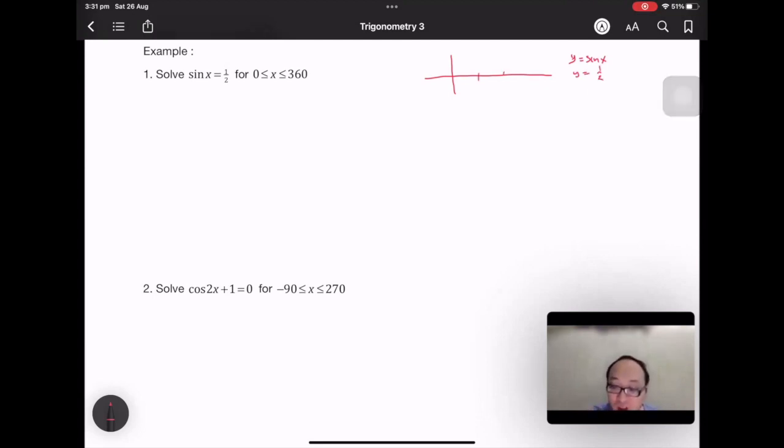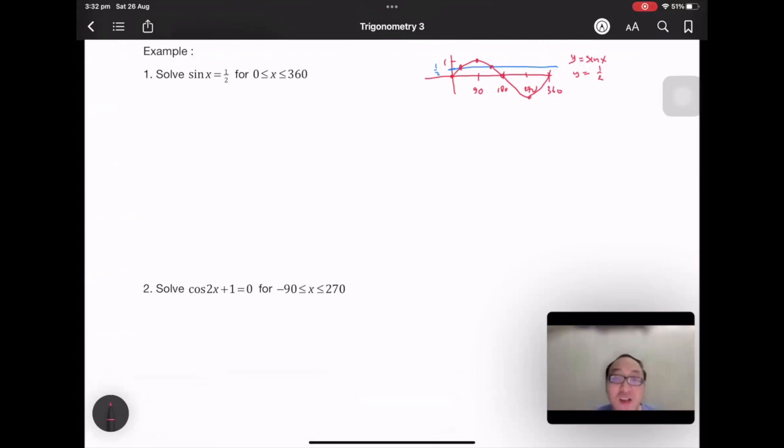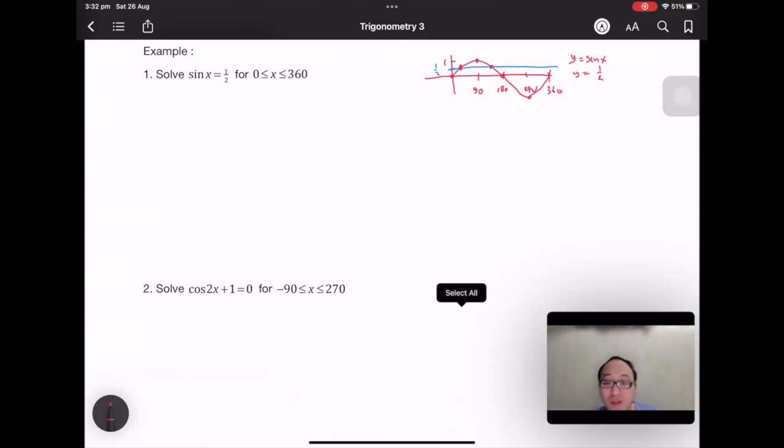So we can draw it: 90, 180, 270, and 360. So sine starts from 0, maximum at 1 at 90 degrees, 0, minimum, and 0. So like this. Okay, I put it here. And the intersection with y equals half. So half is here. So if we see, now I have 2 solutions, here and here. I have to find those intersection points. We know that one is between 0 until 90, and the other one will be from 90 until 180.